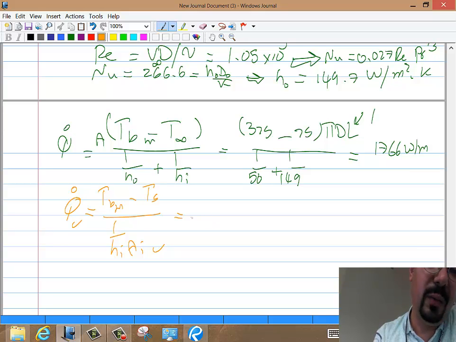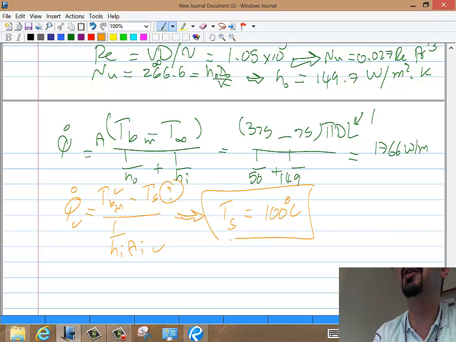And so from this, the Q is given, the H I is given, T bulk mean is given, the only thing unknown is TS. So you will get TS, and not really surprising, it's 100 degrees. So the assumption was perfect. And if you were to assume a different number, this wouldn't come out to the same thing.